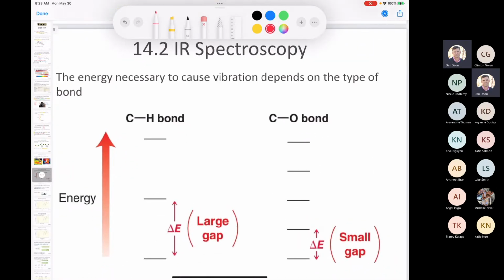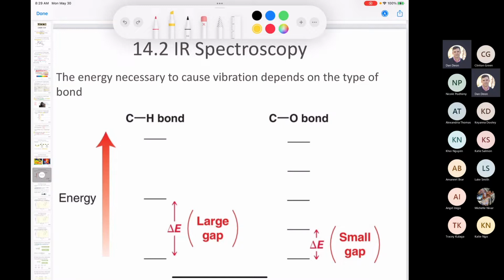It says here that the energy necessary to cause the vibration depends on the type of bond. Okay, so this is just me extrapolating on what I told you already. I said if you have two different bonds, they're going to absorb different frequencies of infrared light. Well, let's compare two different bonds. Let's compare a carbon-hydrogen bond with a carbon-oxygen bond. They're two different bonds, aren't they? Yeah, absolutely.